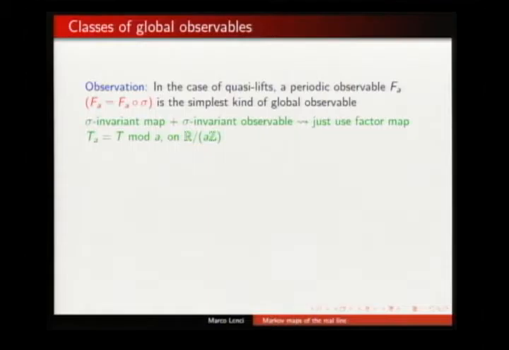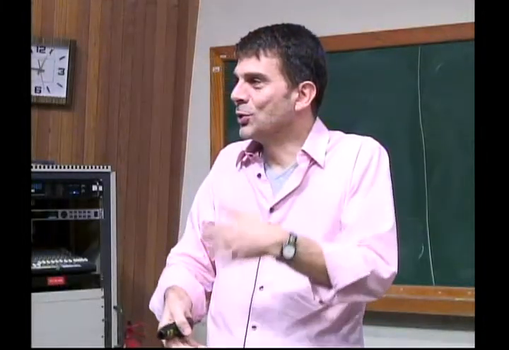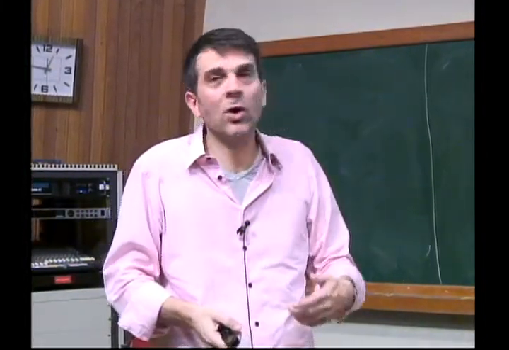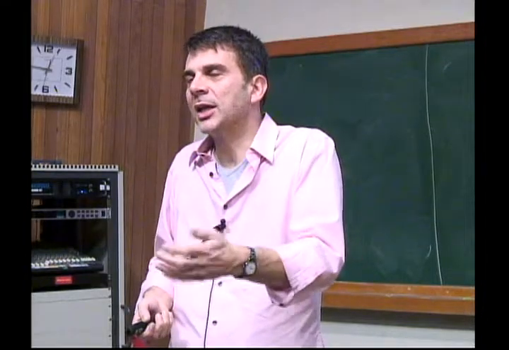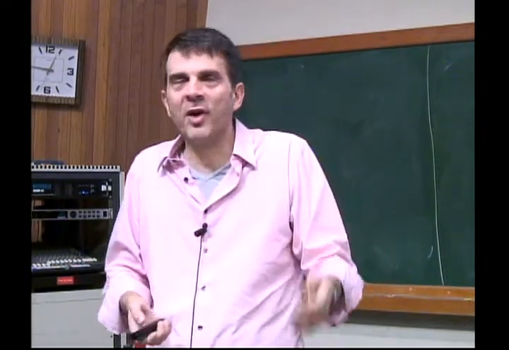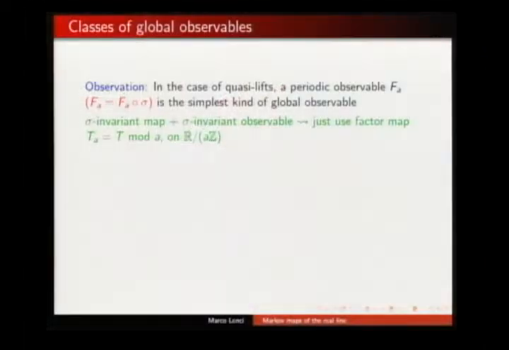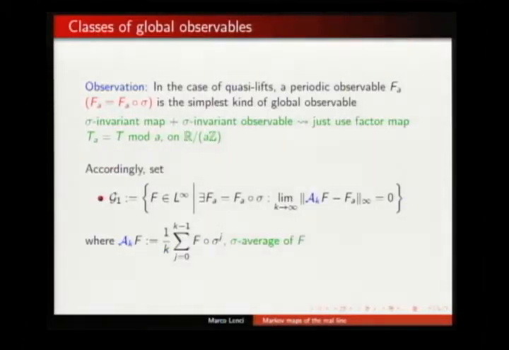Consider Quasi-Lift for a second. What is the simplest global observable that you can think of for a Quasi-Lift? This is a Z-invariant map, so a Z-invariant observable. In this case, everything is easy because both the dynamics and the observable can factor down from R to the circle. And so you can use everything you know from expanding maps of the circle to prove everything you want to know. Of course, if you only looked at periodic observables, this would be a pretty silly class. But you can do a little bit more.